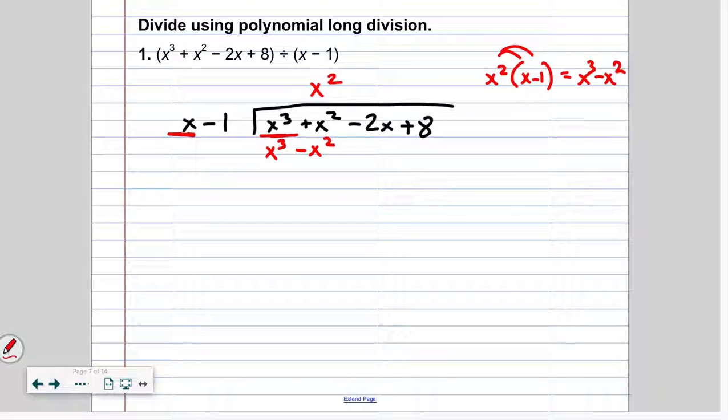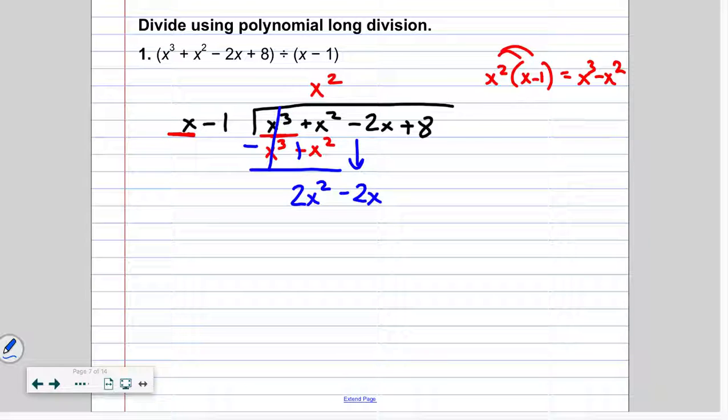Okay, so it's the same type of process as that long division with numbers. And then what did we do? We subtracted. So when we subtract, we need to make sure we change the signs of these. These cancel out. x squared plus x squared is 2x squared. And then what did we do? We bring down a number. It's very similar to long division with numbers.